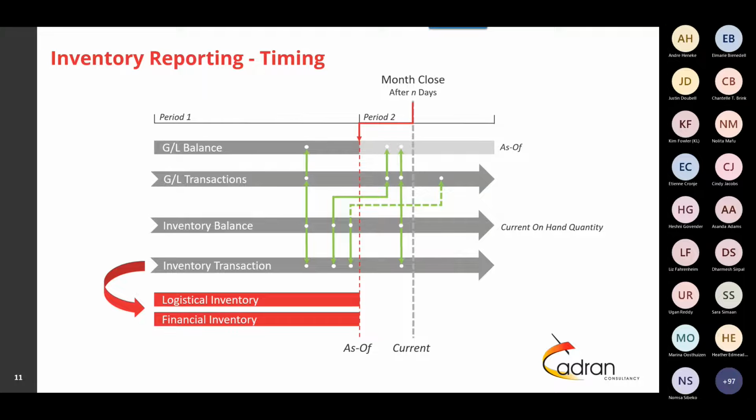What we do, we create two kinds of information. We look at a logistical inventory, basically your on-hand as of end of the month, and financial, what is actually accounted. And we can see for each transaction which inventory it should affect.